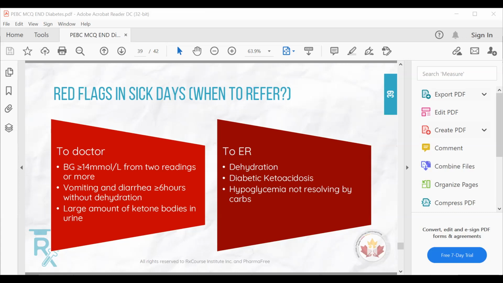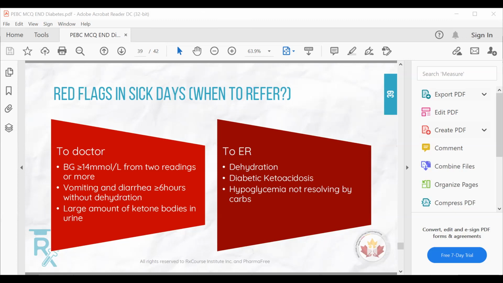If the patient's ketone reading is very high in the urine, I need to transfer him to the doctor. The ketones are so high, meaning that the patient is not benefiting from the carbohydrates I'm giving him, so a doctor needs to investigate. So when I'm going to transfer him to the emergency room, if the patient is in a complete dehydration status, he needs to go to the emergency right away.